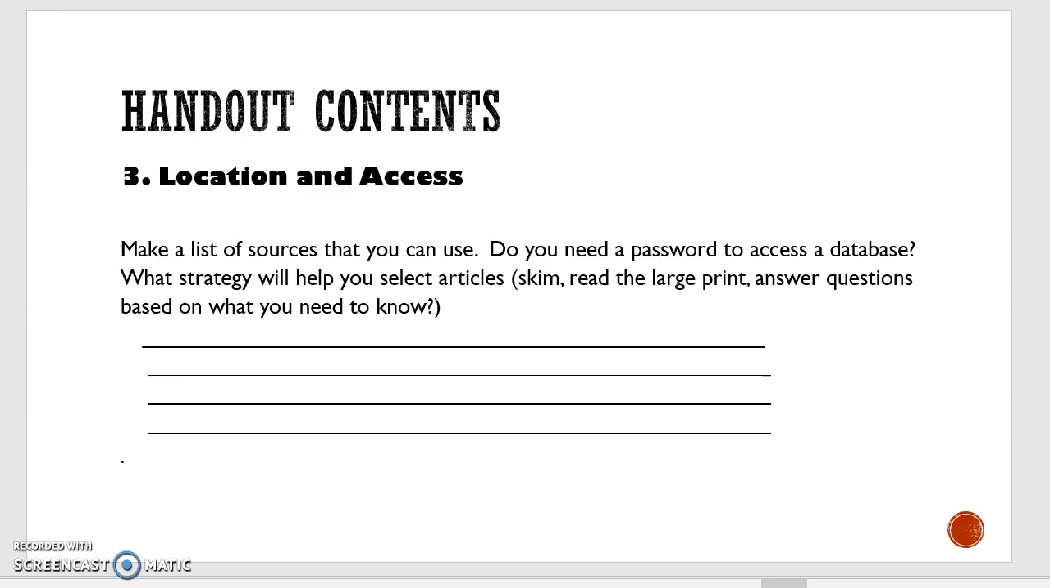Location and access is the third step. So make a list of the sources you can use. So if you do have an online database, do you have a password? Do you know where it is? Make sure you have that on hand. Also think about what strategy you'll use when you are selecting your articles and books. Usually skimming briefly to see what is there would help before you determine to use it. Read the large print. Read the headlines. And then make sure it's answering questions based on what you need to know.